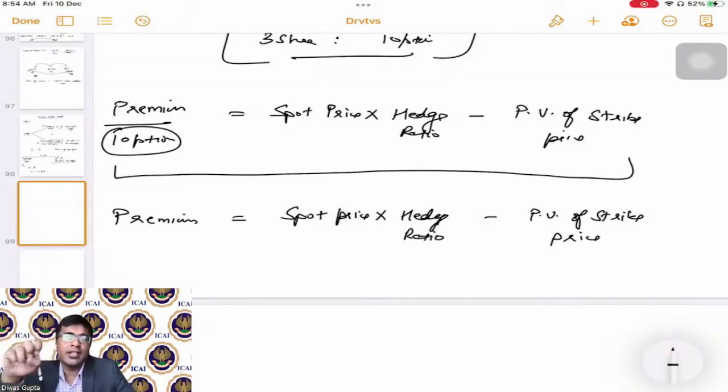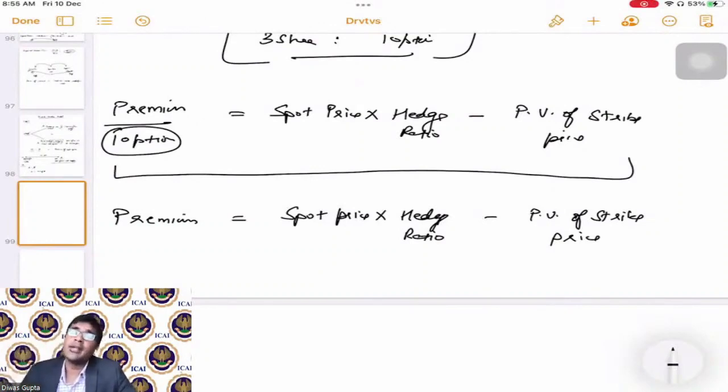Is this a right assumption to make? No, because there are chances that the price will become unfavorable and the option will become out of the money, and hence the option will not be exercised. That is case number 1.